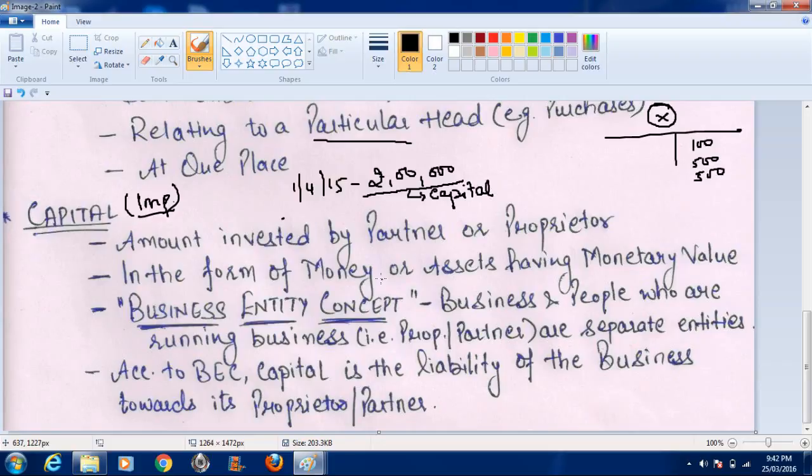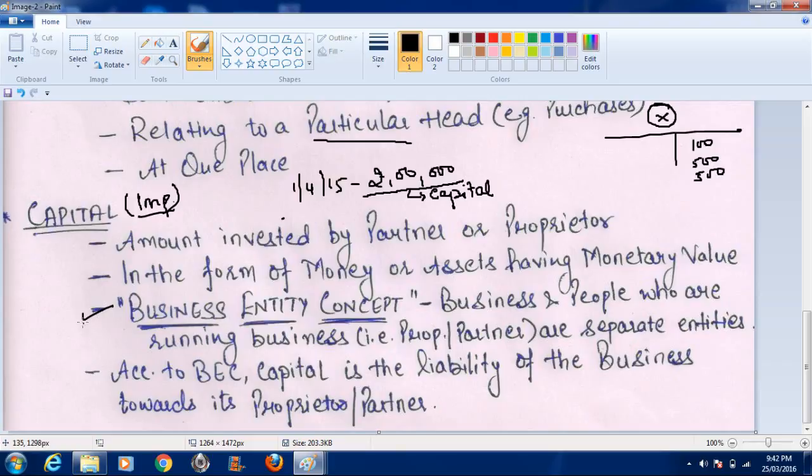It is invested in the form of money or assets having monetary value. Either you will invest it as money, keeping it in your drawer, or you will buy assets having monetary value for the business. In any case, it is an investment for the business out of your own cash that you have kept for business. Now here is a very important concept, the business entity concept.